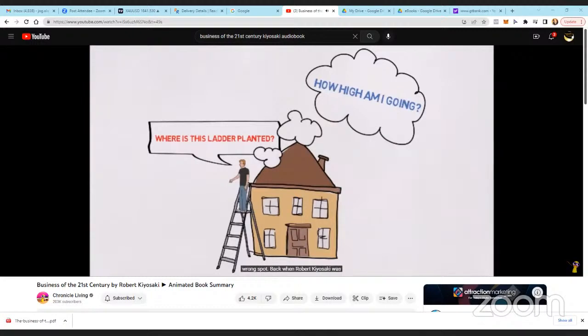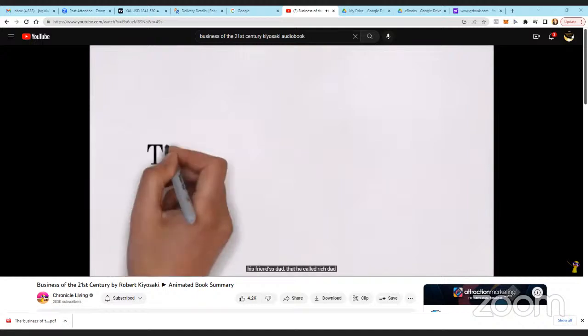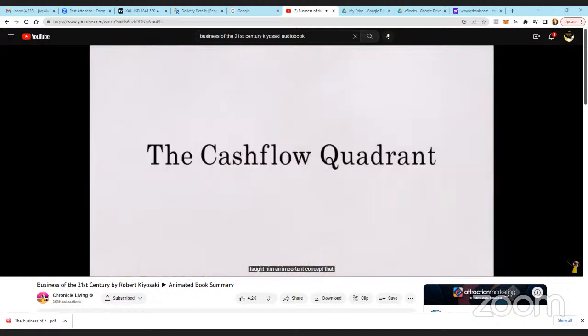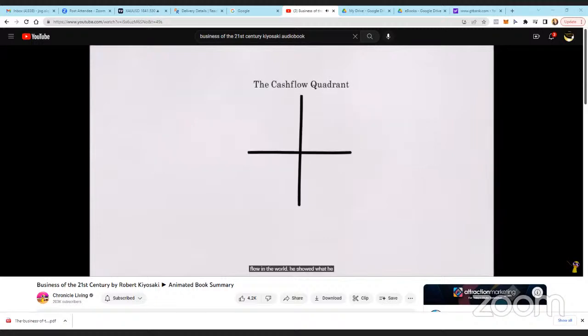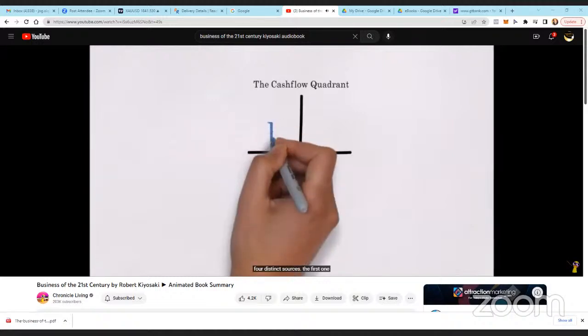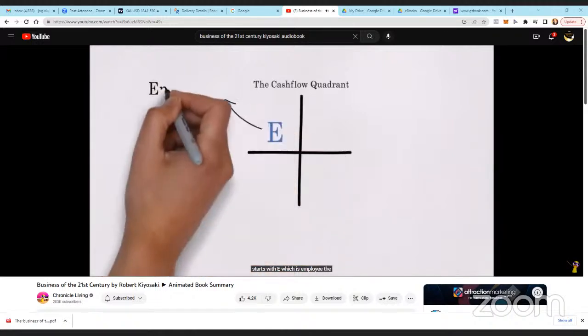Back when Robert Kiyosaki was younger, his friend's dad, that he calls Rich Dad, taught him an important concept that there are 4 distinct sources of cash flow in the world. He showed him what he calls the cash flow quadrant. So we have 4 distinct sources. The first one starts with E, which is employee.